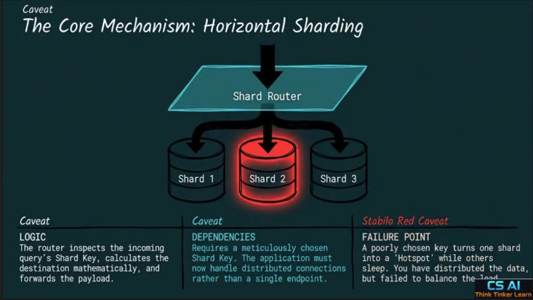The core mechanism of horizontal scaling is sharding. We introduce a shard router that inspects the shard key of an incoming query. It calculates the destination mathematically and forwards the payload to specific shards. What's the catch? You need a meticulously chosen shard key. A poor choice turns one shard into a glowing red hotspot, while the others sit idle. You have distributed the data, but you have failed to distribute the work.